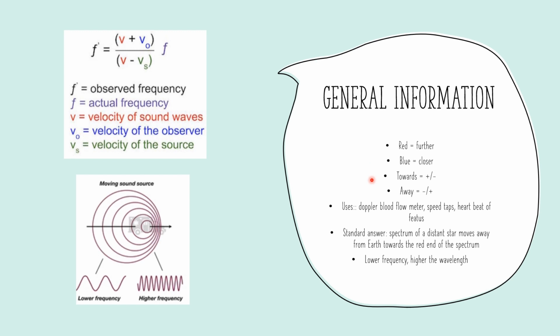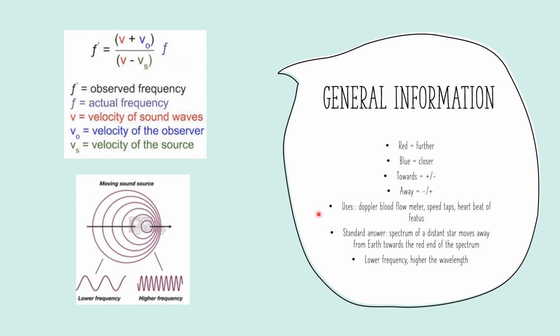Towards, you use a plus and a minus, and away a minus and a plus. This relates to the formula. If something is moving towards you, you use the plus and the minus. If something is moving away from you, you use the minus and the plus. So you just switch them around.